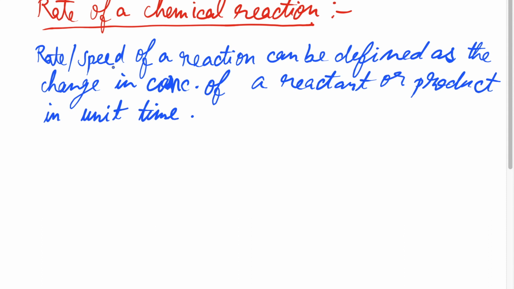So what is the rate of a chemical reaction? Rate or speed, कह लो जो मर्जी। Rate of a chemical reaction can be defined as the change in concentration of a reactant or product in unit time. Okay, rate of a reaction होता है change in concentration of a reactant ले लो या फिर change in concentration of product ले लो per unit time.